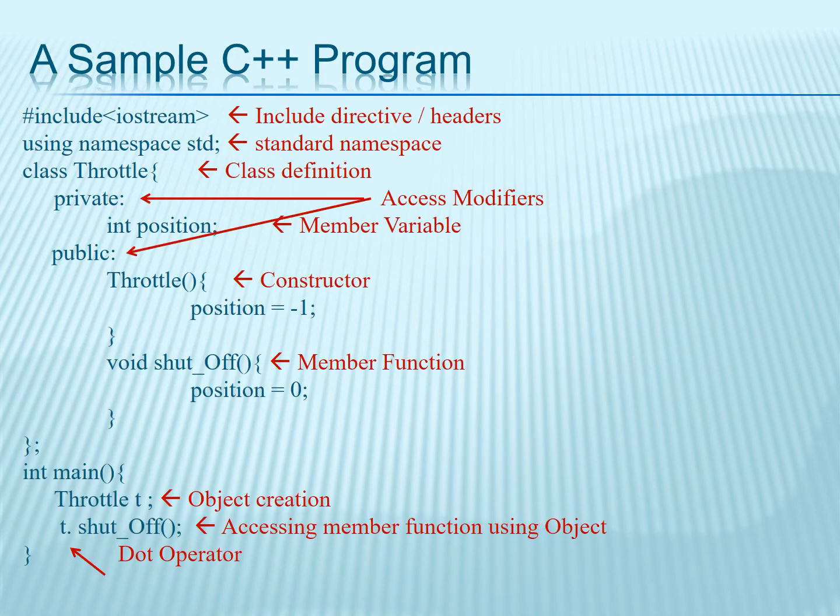This is a sample C++ program that provides encapsulation and abstraction. The variable position and the functions throttle and shutoff are put together in the class throttle. The scope of the variables and the functions are specified using the access modifiers private and public. Let us discuss in detail the various access modifiers in C++.